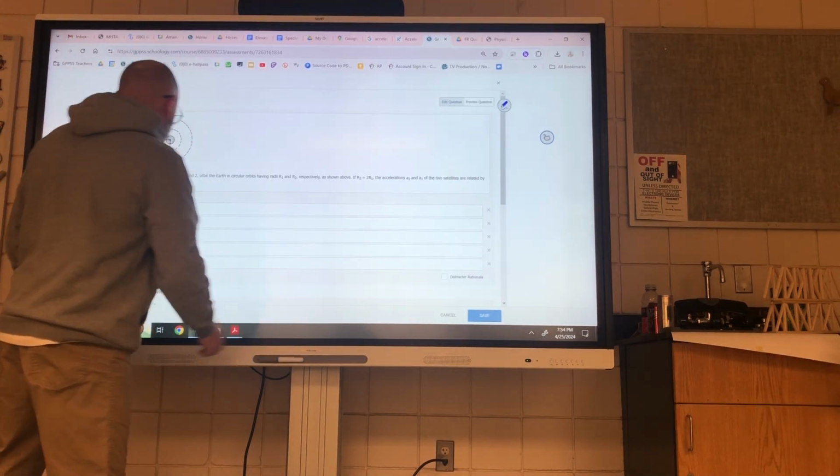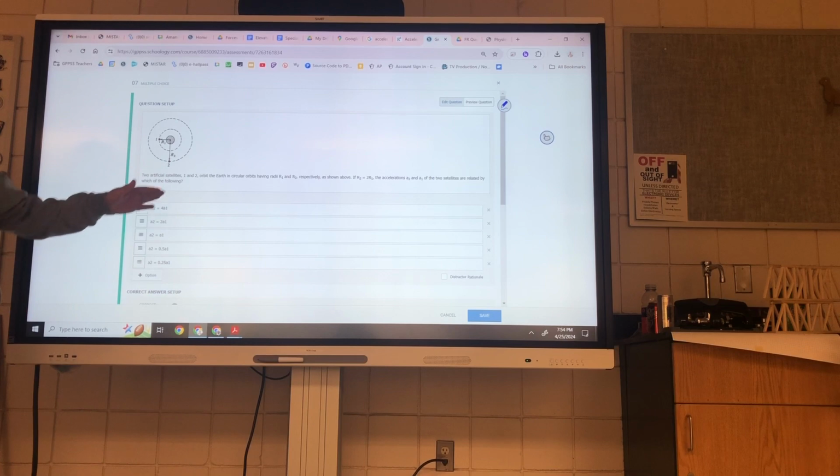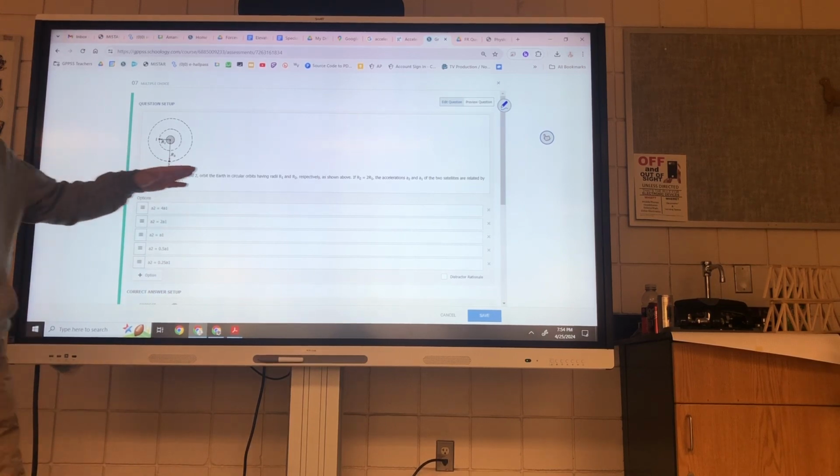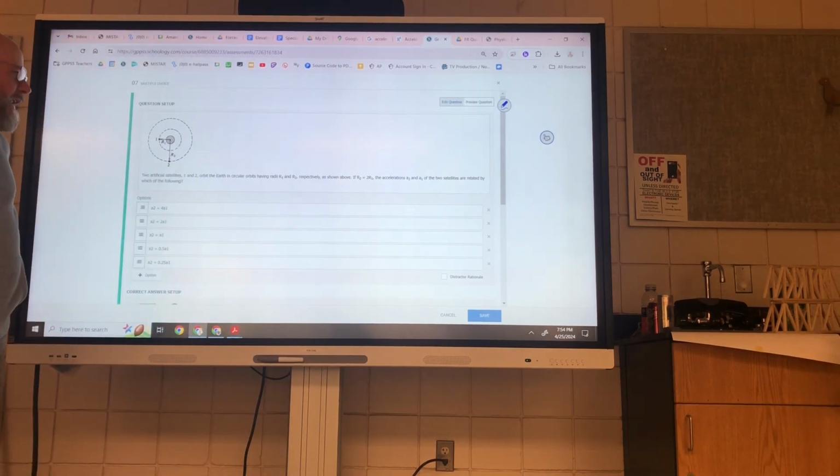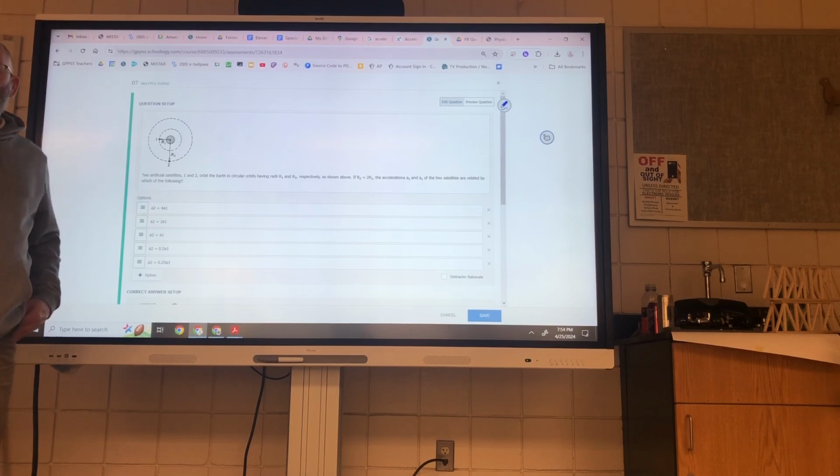Oh, I like this one already. 2 artificial satellites, 1 and 2, orbit the Earth in circular orbits having radii R1 and R2 respectively. It turns out that R2 is 2R1. The acceleration A2 and A1 of the satellites are related by which of the following?